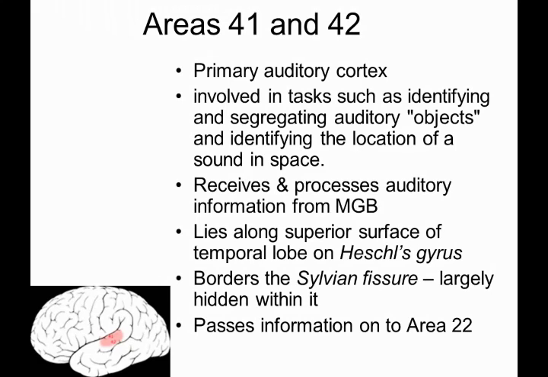So this is where all the information from the MGB, from the auditory thalamus, the medial geniculate body, ends up. It's involved in tasks such as identifying and segregating auditory objects, identifying the location of the sound in space. Now we said that the location of a sound is sorted in the auditory complexes, but here when we talk about cortex we talk about the perception of that. So there are two different things.